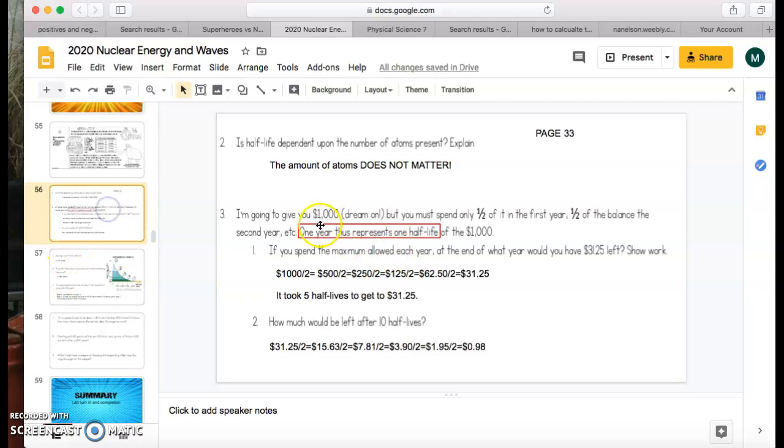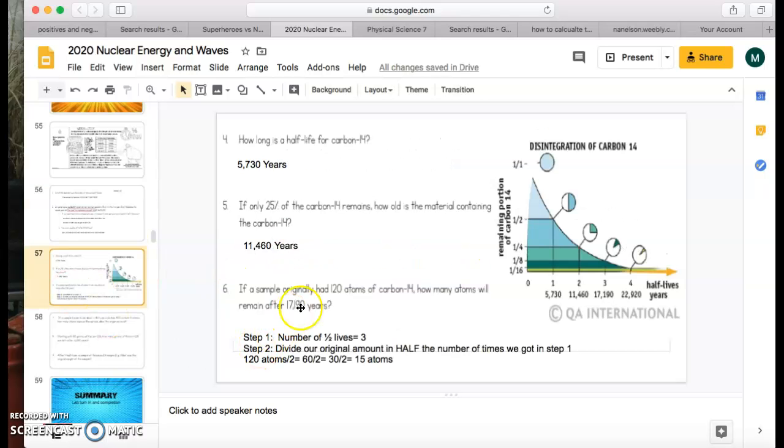This is just like our $1,000 example. After 5 years, we only had $31 left when we started with 1,000. Here, we went through 3 half-lives. We started with 120. We divided it in half 3 times, giving us 15 atoms.